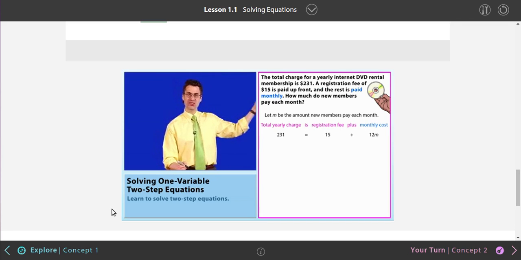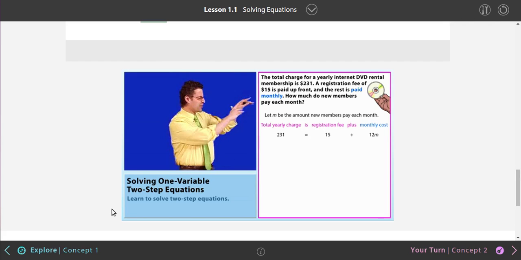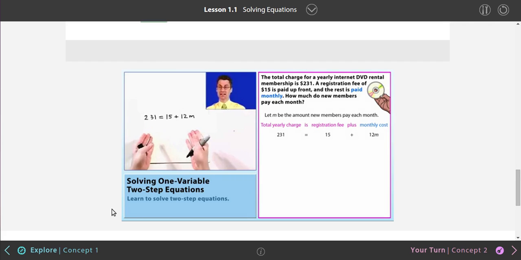So look, we took that scenario and we converted it to a particular two-step equation. Isn't that cool? That's the power of equations. Taking all those words and bing, clean, clean, clean equation.